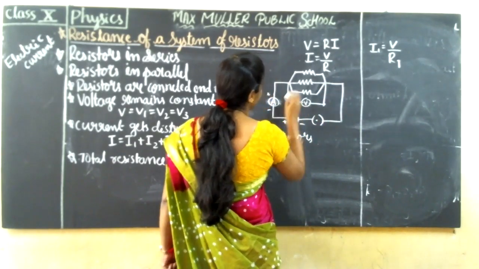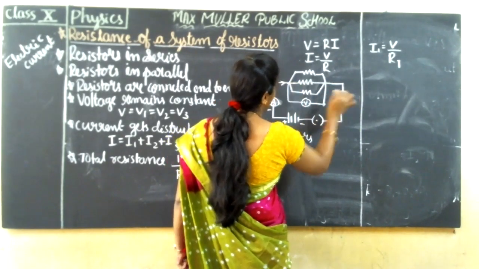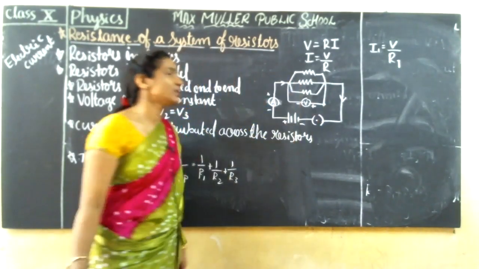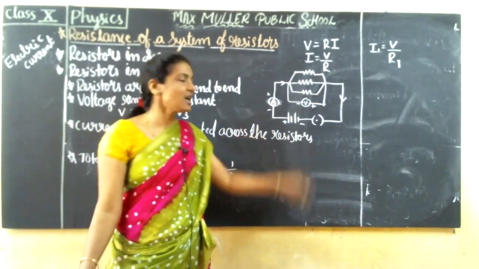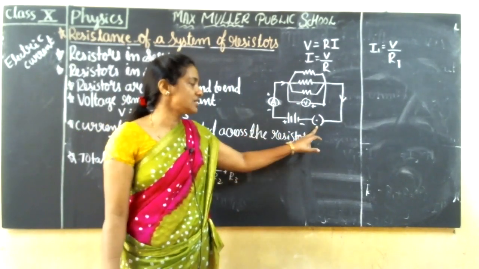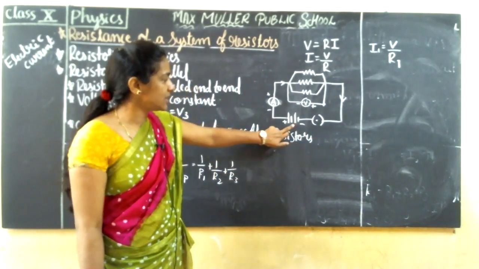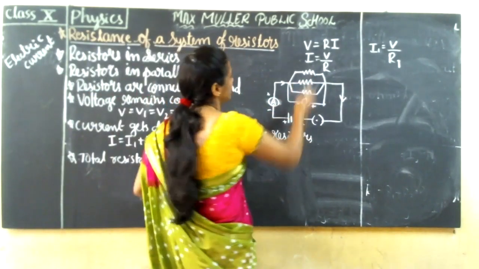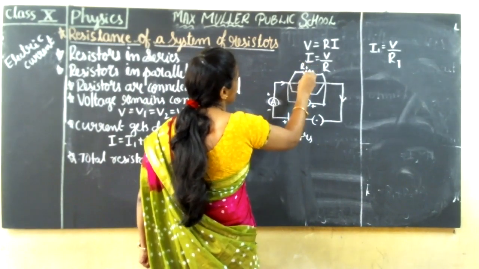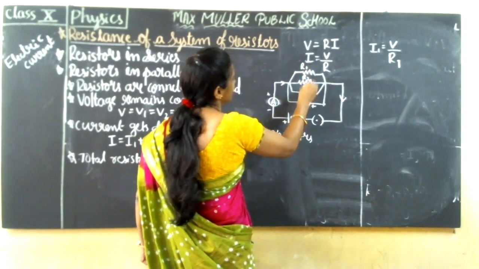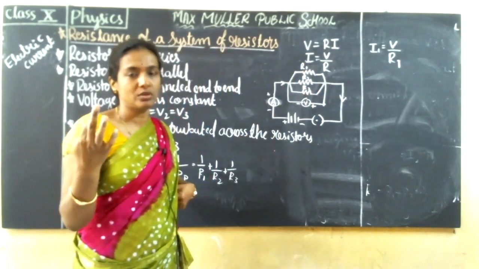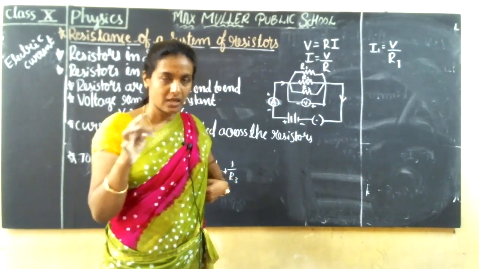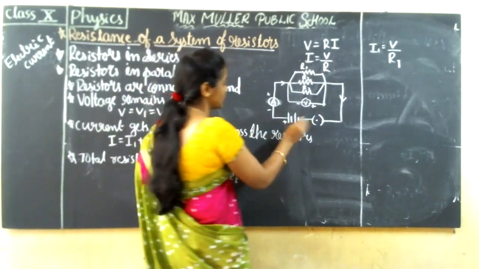This is how you can draw a diagram of connecting resistors in parallel. As I told you, here is a plug key, here is a battery, here is an ammeter, and these are the resistors. How many have I taken here? Three: R1, R2, R3. You can keep only two to show series and parallel. That is enough.